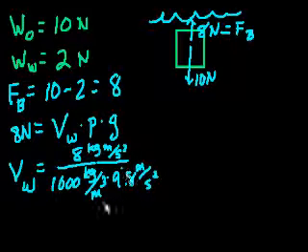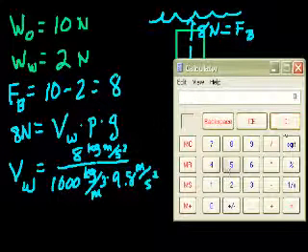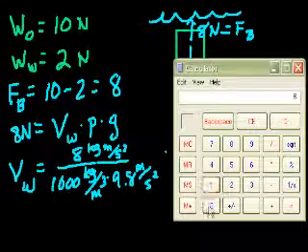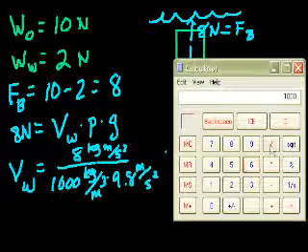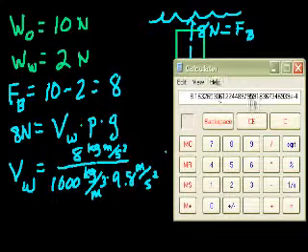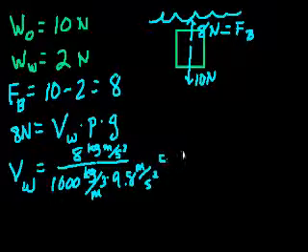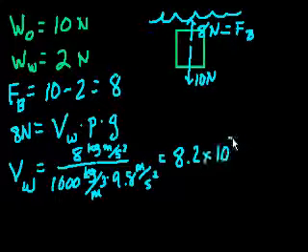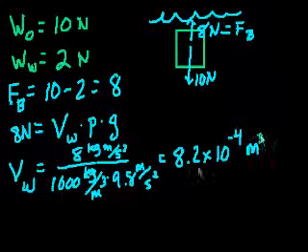And if we look at all the units, you end up with just meters cubed. But let's do the math. So let me get my calculator. I have 8 divided by 1,000 divided by 9.8, which is equal to 8.2 times 10 to the minus 4 cubic meters. So just knowing the difference in the weight of an object when I put it in water, I can figure out the volume.